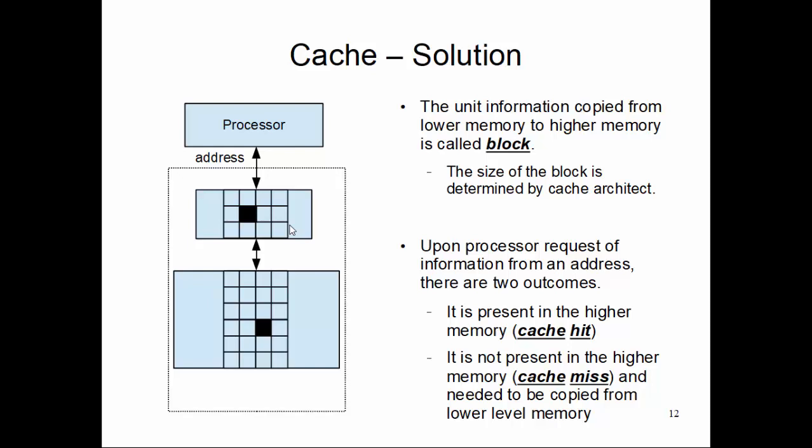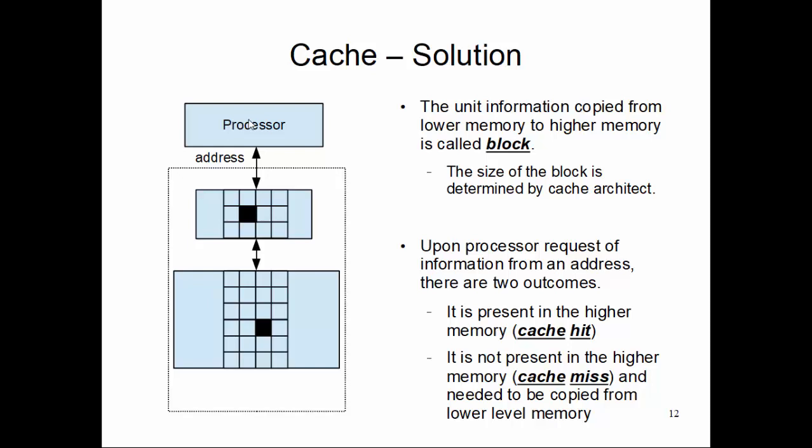When the processor requests information from an address, so the processor requests from this whole memory module, hey, give me information from that address. Let's say we're talking about reading right now. What happens at that point is that the information may reside in the upper level of memory, which is fine. This is called a cache hit. Then my memory system can just give the data back from the high level memory to the processor.